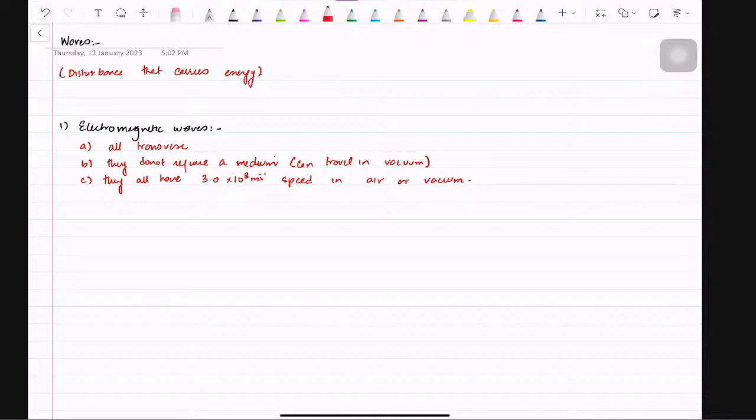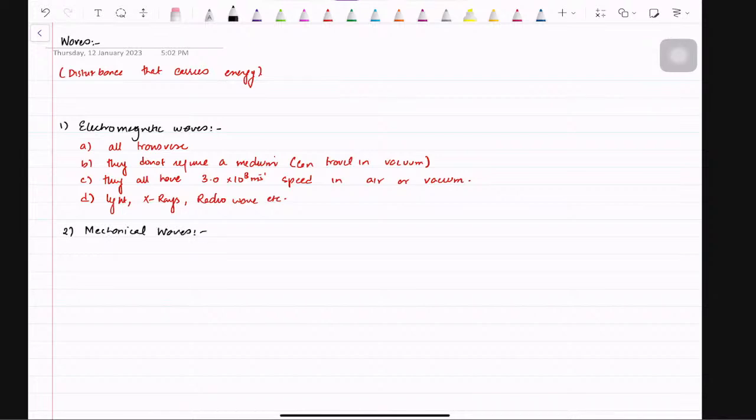Yes. Okay, now, a few examples of these are light, X-rays, radio waves, etc. That's some of the examples that we're looking at now. The other type of waves are the mechanical waves.